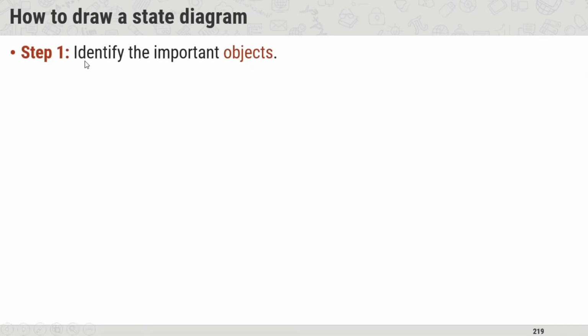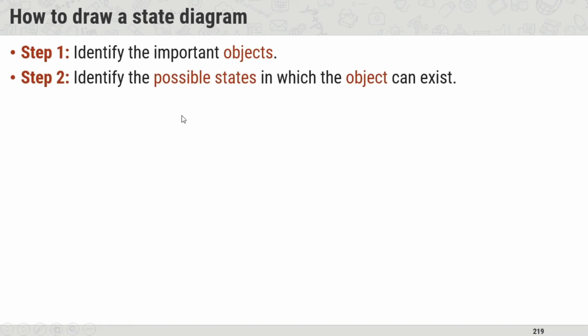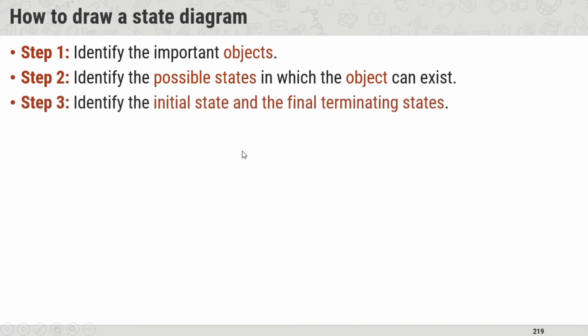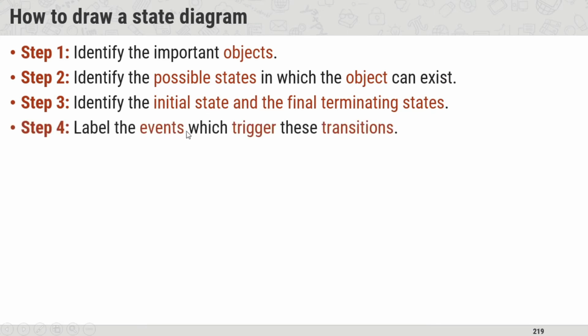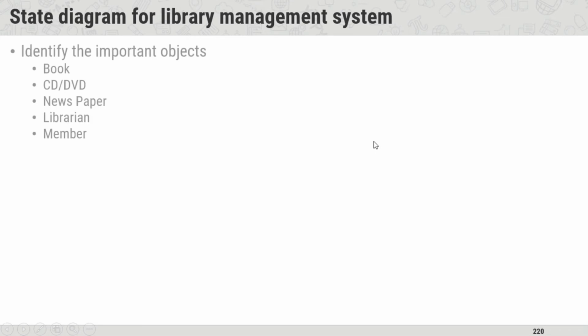Now how can we draw the state diagram? First of all, we need to identify the important objects for which we need to draw the state diagram. Then we have to identify the possible states in that particular object. Suppose you have the object as a book: your book could be issued, or your book is available. So there are lots of states available for one single object, that is a book. Then identify the initial state and the final termination state. Label the event which triggers this termination.